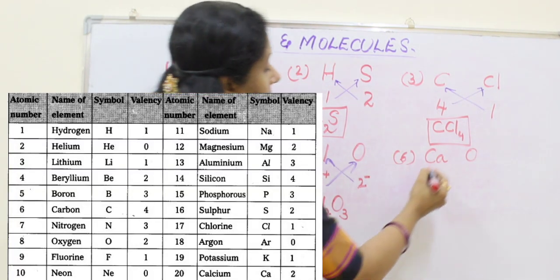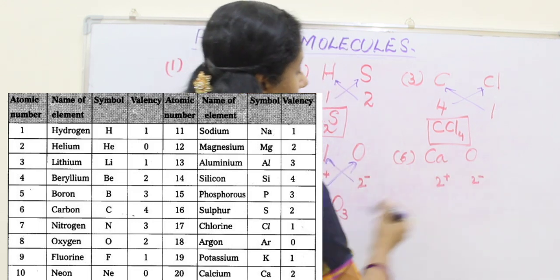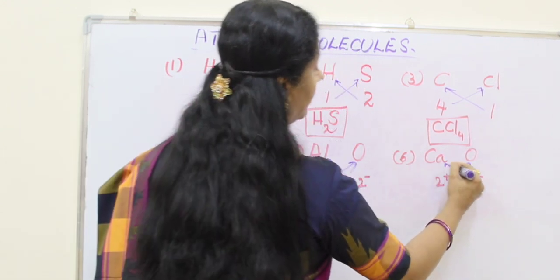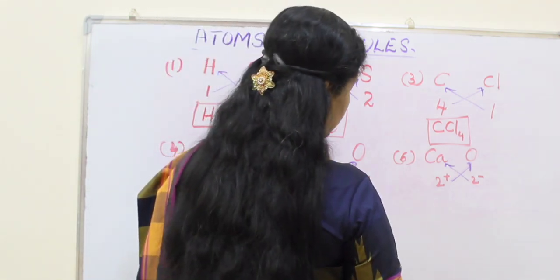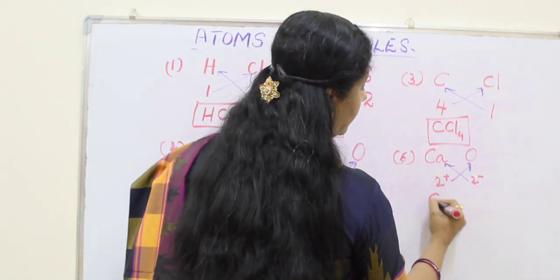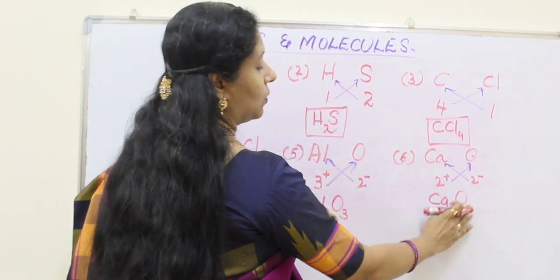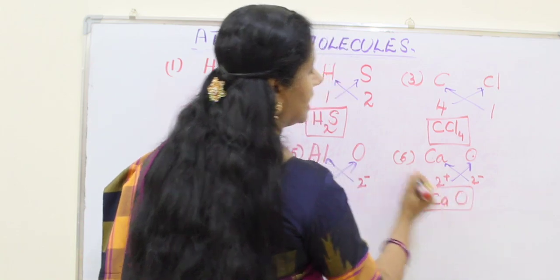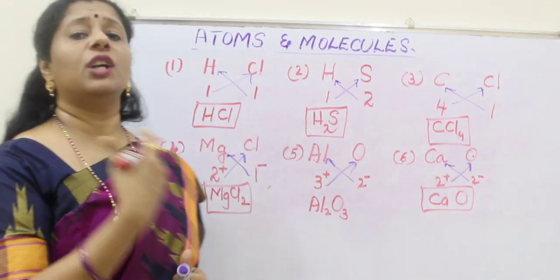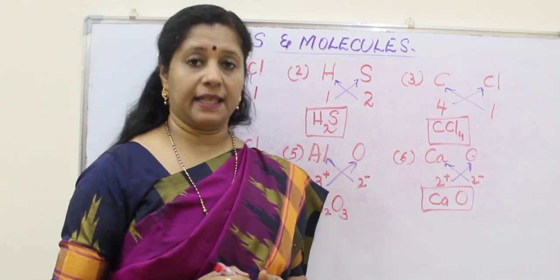Sixth one we will write calcium oxide. Calcium is 2 plus, oxygen is 2 minus. So here one metal and one non-metal. That's why we are writing metal first, non-metal later. So in this case, what is the answer? Ca2, oxygen also 2. Since both are 2, it will become simplified as 1. So no need to write that. We will write CaO only. There is no need of writing Ca2O2. That will ultimately become CaO.